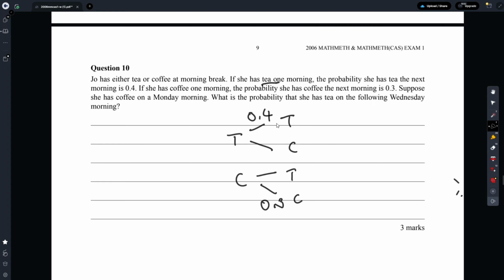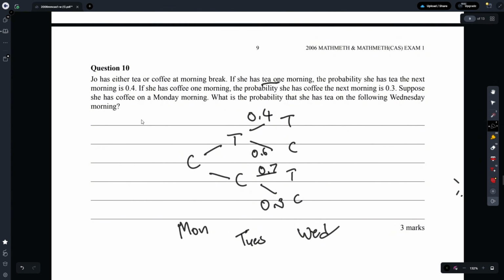We know that these probabilities have to add up to 1, so we can just do 1 minus 0.3 here, 0.7. Suppose she has coffee on a Monday morning. Let's just say this is Monday, Tuesday, and Wednesday. What is the probability that she has tea on the following Wednesday morning? I want to circle that.